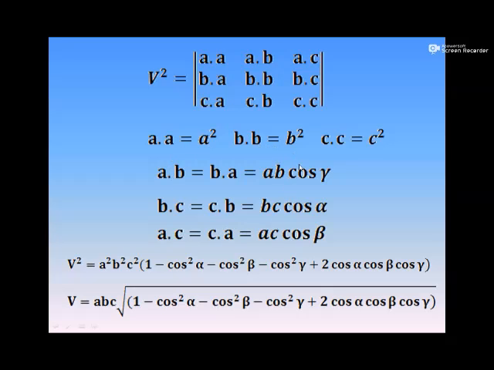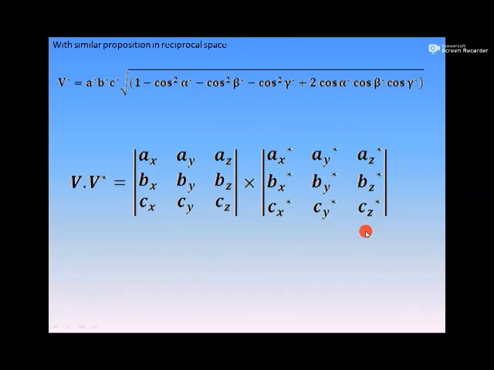So from this set of things, if you expand this determinant and simplify, you will get V square equal to a square b square c square times 1 minus cos square alpha minus cos square beta minus cos square gamma plus 2 cos alpha cos beta cos gamma. Now this is the general expression of volume for the lowest symmetry unit cell, that is the triclinic cell. So the volume will be abc root over 1 minus cos square alpha minus cos square beta minus cos square gamma plus 2 cos alpha cos beta cos gamma. So these are the volume elements in direct space, right? So the same thing happens in reciprocal space.